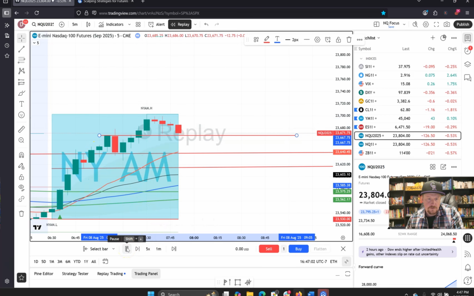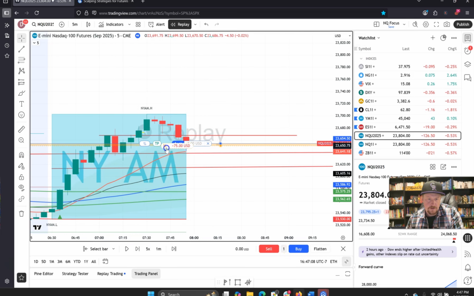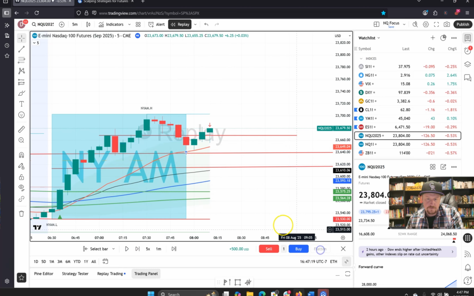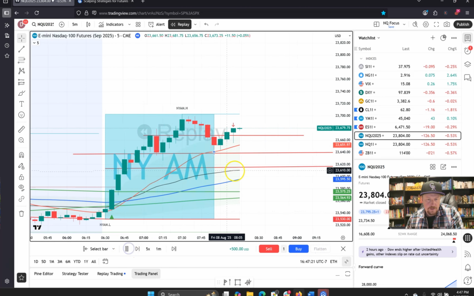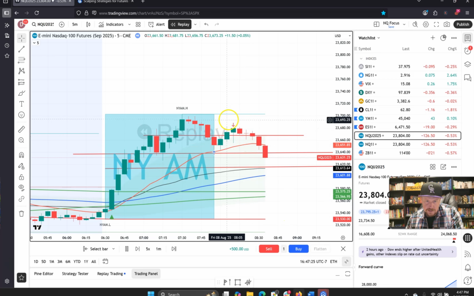So here's the first one. We come back in, right? We could buy here, put our stop loss down here. Let's see if we make a profit from this. Hits that order block, boom. Fairly quick little $500, flatten out. But then we wait. And you could have set your take profit up here.